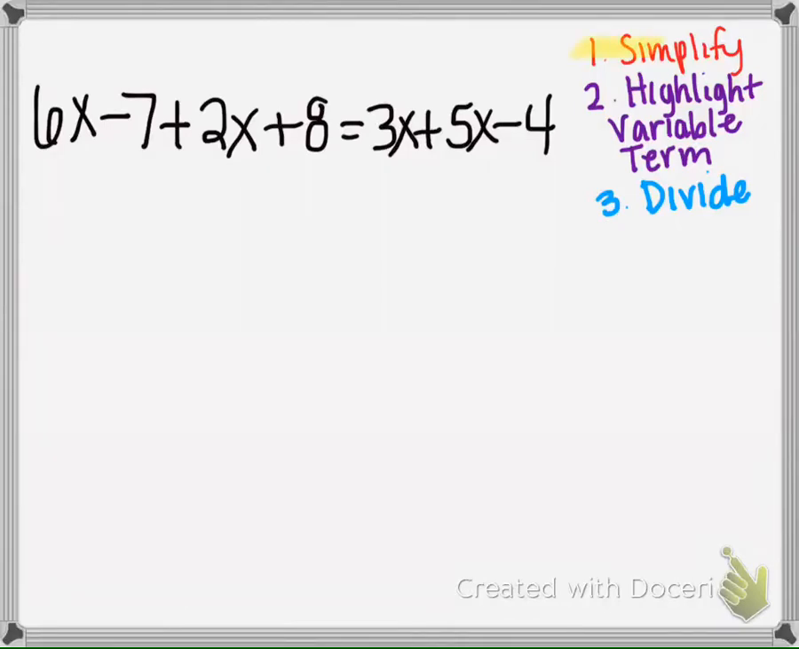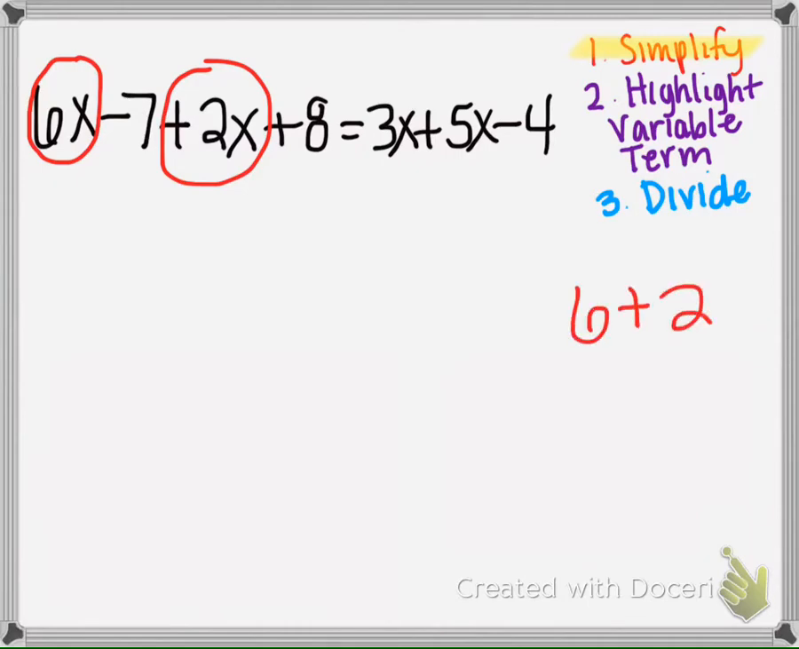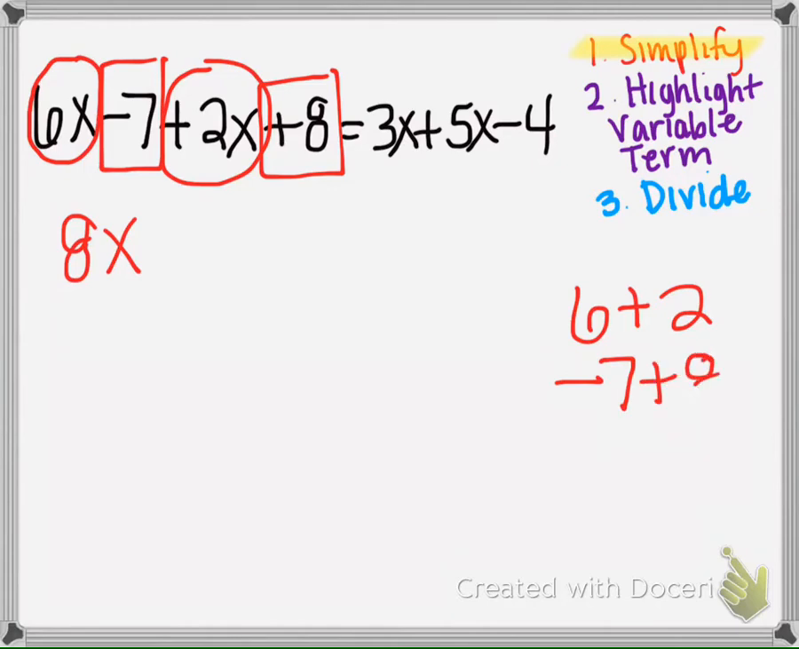First step is we are going to simplify the left and the right side. So we have like terms here. We're going to take the coefficients, the 6 and the 2, and figure out what 6 plus 2 is, which is 8x. And then we are going to combine the negative 7 with the positive 8. So we need to figure out what negative 7 plus 8 is.